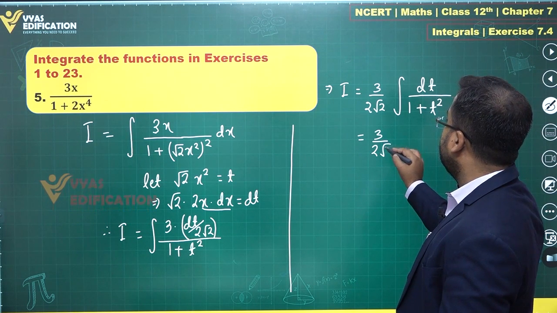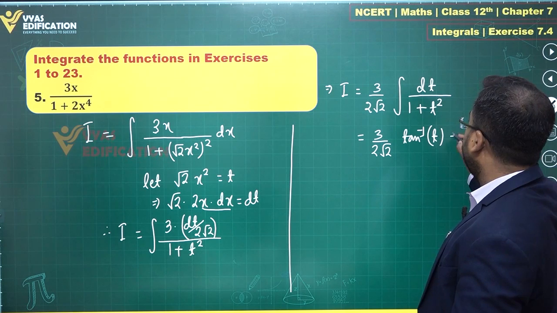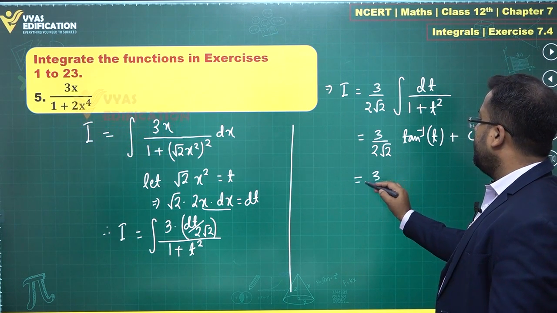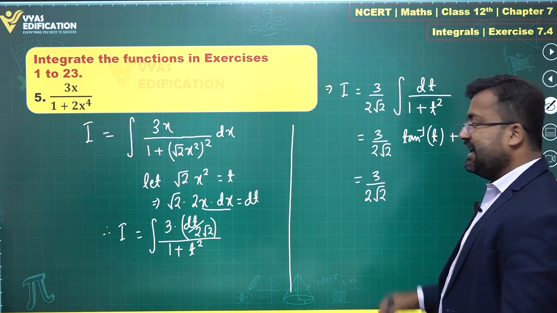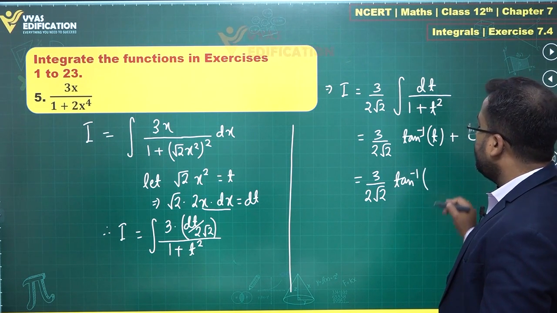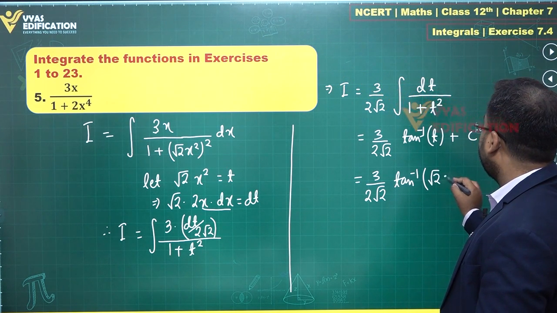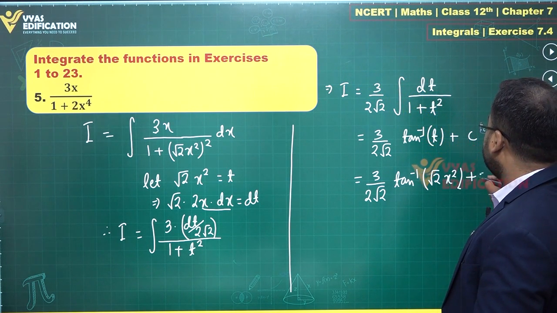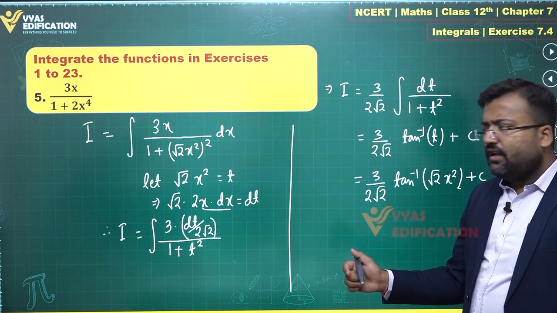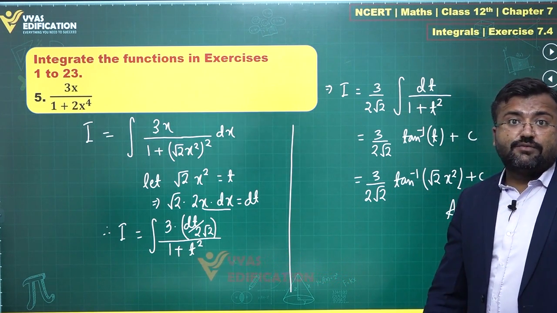3 upon 2 root 2, this is tan inverse t plus a constant. 3 upon 2 root 2 remains as it is, and this is tan inverse t. What is t here? t is root 2 x square, plus constant. This is what you get. That is the required answer for this fifth question for us.